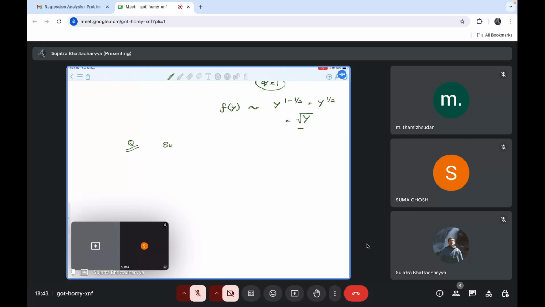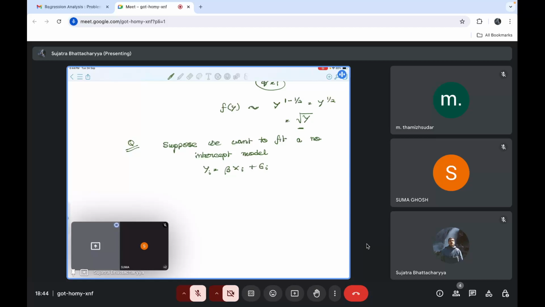Suppose the question is, suppose we want to fit a no intercept model. No intercept model. How will it look? yi is equal to beta xi plus epsilon i. Okay, so there is no intercept. Beta naught is not there. Only one beta, which is a slope. So this is a no intercept model.